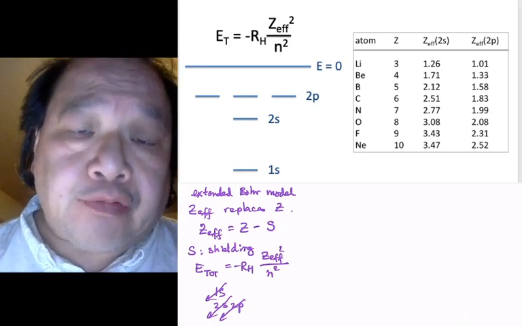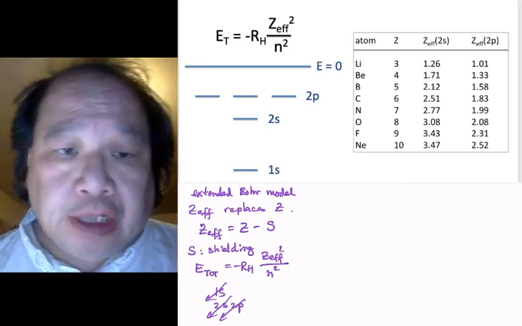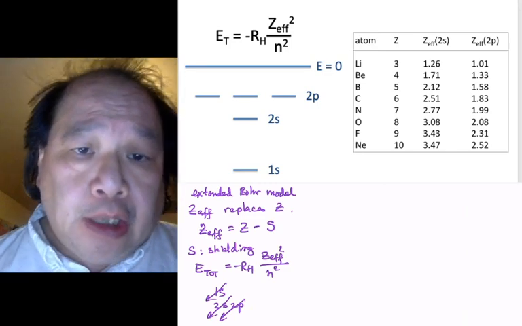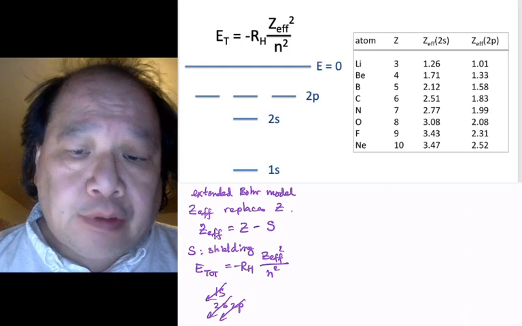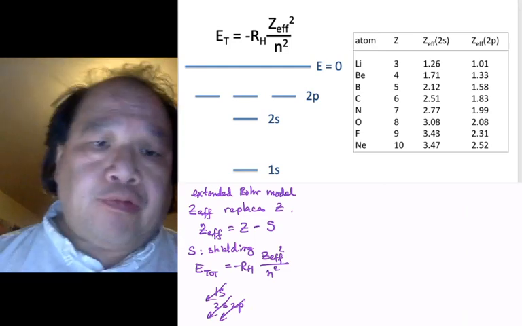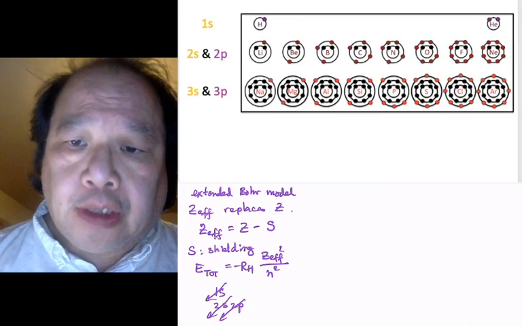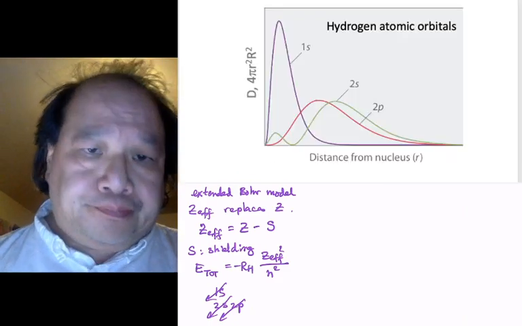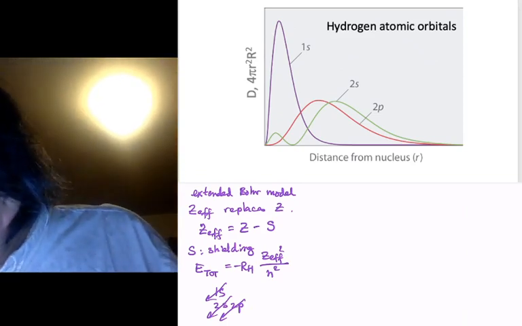For lithium, the difference is just 0.3. But by the time we get to the end of the second shell, neon, it's a whole unit difference, 2.52 to 3.47. And we explained the difference between the Z effective of 2s and 2p last time using the D function, the distribution function.